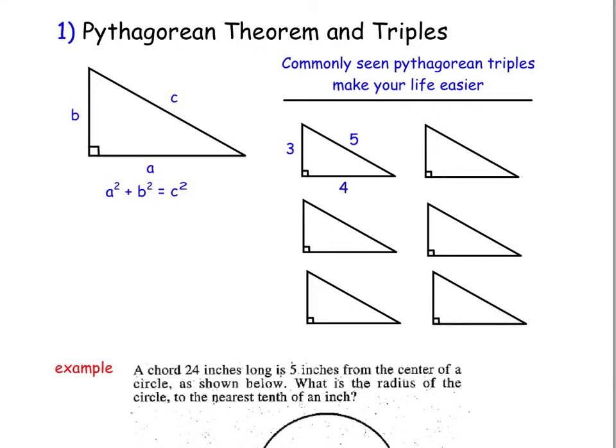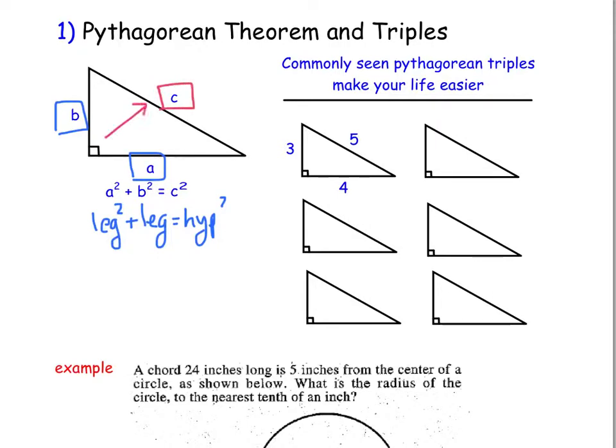So we all know the Pythagorean Theorem as a squared plus b squared equals c squared. You might also know it as leg squared plus leg squared equals hypotenuse squared. So the legs are the two sides that touch the right angle. They kind of make an L in a lot of cases. The hypotenuse is the side opposite the right angle, in this case C. So when I look at the Pythagorean Theorem, I can think of it as a squared plus b squared equals c squared, or leg squared plus leg squared equals hypotenuse squared.